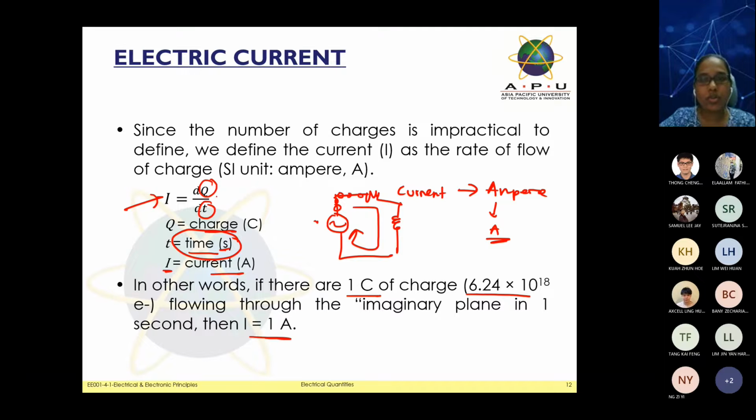Okay, and I want you to write down, those who have your notes with you. Sorry, not the value, write this equation, the symbol, the formula in your book. Just take note about this part: the current is equal to the charge divided by time.